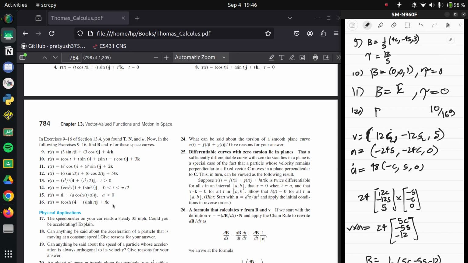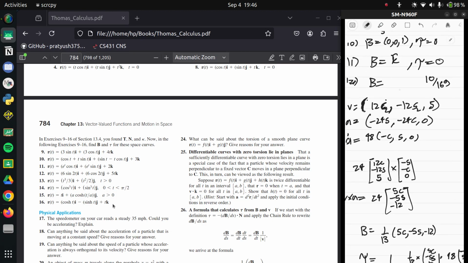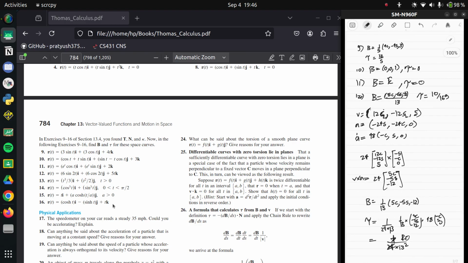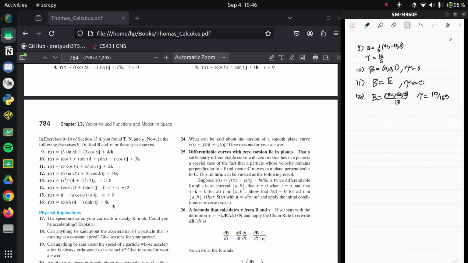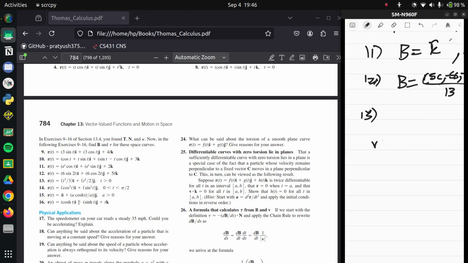Constant torsion. Your b vector is just this. So it's 5c by 13. This thing is a tau. Okay, cool. Move on. So frustrating. 13 is the same. This is really just taking a lot of time.